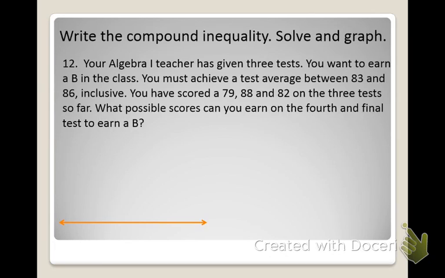Okay? So here's what we know. We know that your average has to be between 83 and 86 inclusive. So that suggests an "and" compound inequality. So your average can be greater than or equal to 83, and in order to maintain a B, be less than or equal to 86. Now, the question is, how do you find your average?